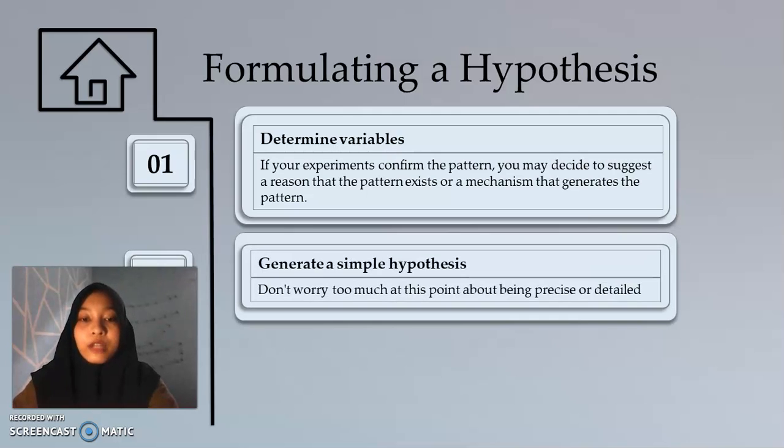Next is generate a simple hypothesis. When you have spent some time thinking about your research question and variables, write down your initial idea about how the variables might be related as a simple declarative statement.